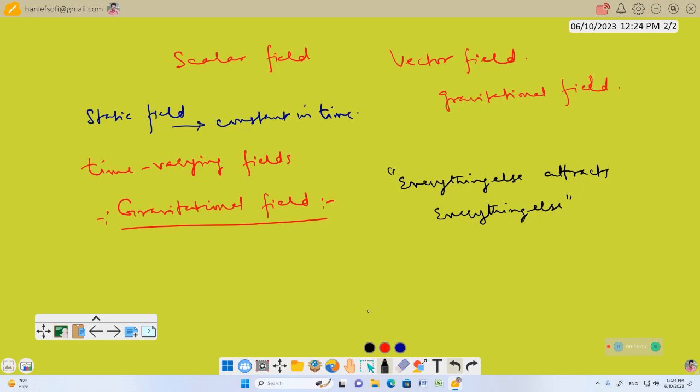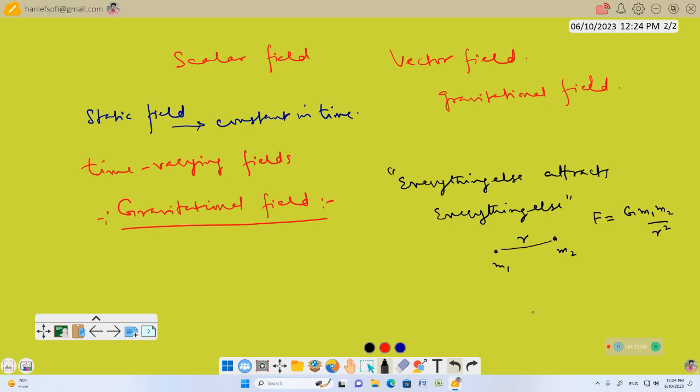Everything else attracts everything else due to gravity. You know it. Now, when we talk of this gravitational force, we know we have some masses. For example, if I have mass m1 and m2, we know there is gravitational force between them if they are separated by distance r. Then the magnitude of the gravitational force between these 2 point masses is given by Newton's law of universal gravitation. F is G m1 m2 by r square, where G is the gravitational constant.